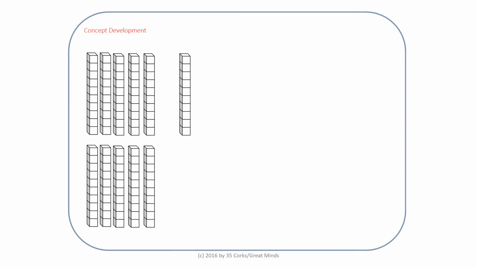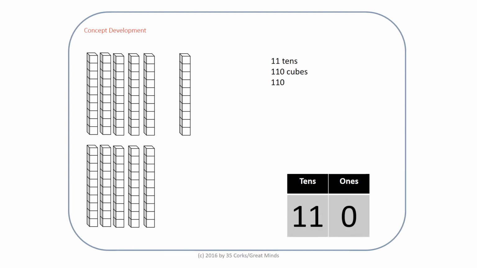This should be super quick. How many 10s do you see? 11. Are there any 1s? Nope. So that's 11 10s. I didn't even write anything about 1s because we don't have any. And then we have 110 cubes, which would just be 110. In my place value chart, it's 11 10s, 0 1s. And you can see, going left to right, that's 110. All right, we're getting ready for the next one.